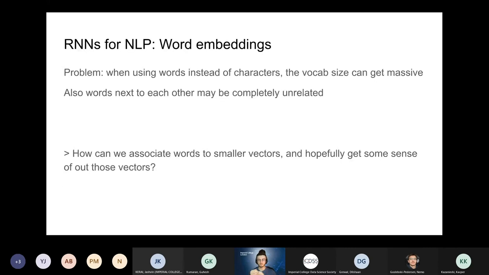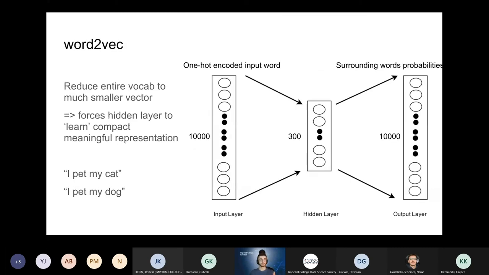And so the problem we want to solve is how can we associate words to much smaller vectors, so maybe a 300 long vector, and also hopefully get some meaning out of those vectors, where if two vectors are close in Euclidean distance, they mean the same thing. And that's the problem that models like Word2Vec try to solve. So Word2Vec is a model where you give it a word like cat, and it will give you a 300 long vector that represents that word.